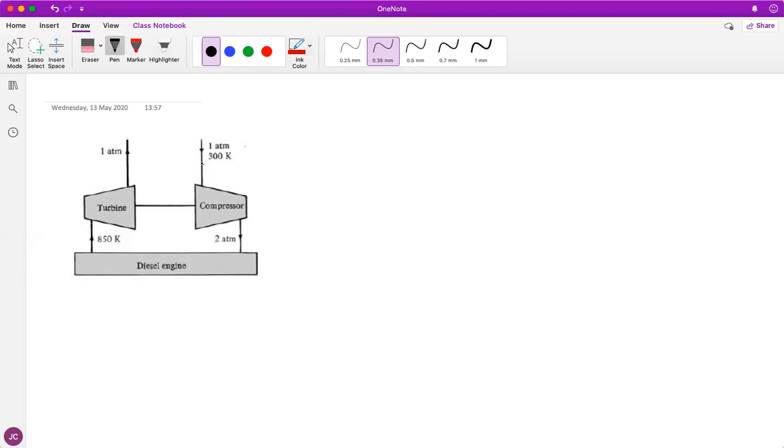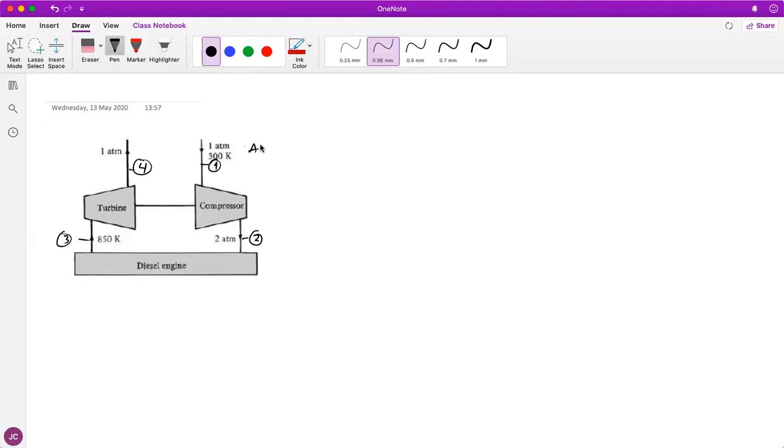I'm going to call this state 1. This one is going to be state 2, this one state 3, and this one state 4. The fluid is going to be air, although it changes a little bit. Let me be more specific. This one is going to be air.